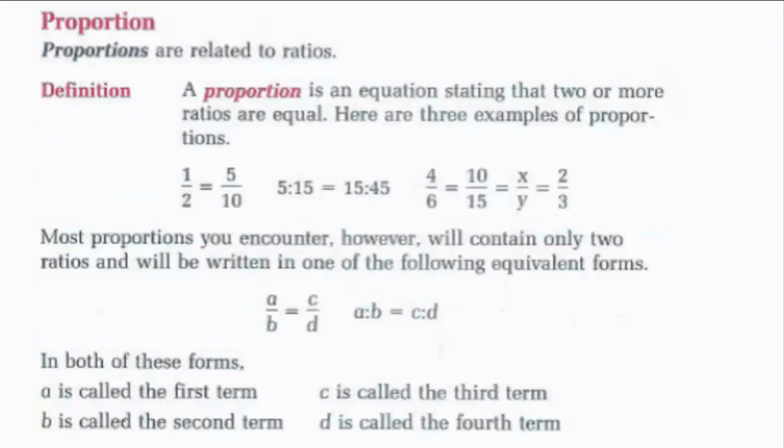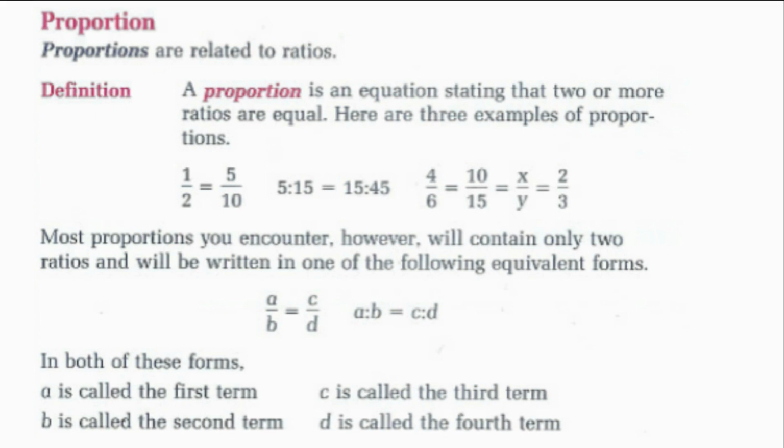Now looking at proportions, proportions are related to ratios. The definition of a proportion is an equation stating that two or more ratios are equal. These three examples show us what a proportion is. My first one, I have 1/2 is equal to 5/10. I know 1/2 is equal to 5/10 because if I were to multiply the 1 and the 2 both by 5, I'd get 5/10. Then my second, I have 5 to 15 is equal to 15 to 45. Again, if I were to multiply 5 and 15 by 3, that would get me 15 to 45.